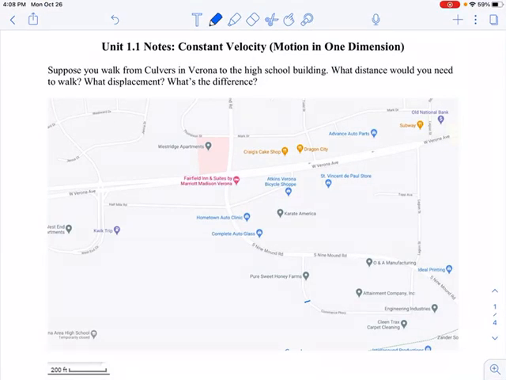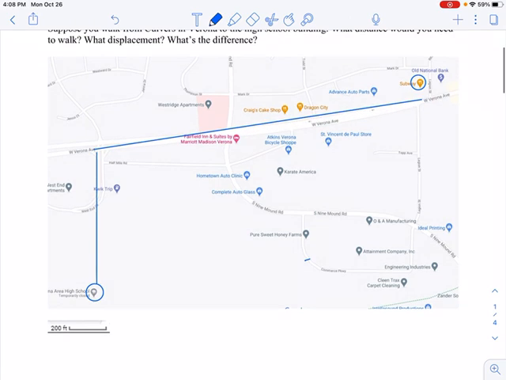Unit 1.1, constant velocity. Let's suppose that I am at Verona Area High School in its new location, and I'd like to walk to Subway. To do this, I'd first have to walk north to Verona Avenue, and then I'd walk almost due east to get to Subway. Now, in this scenario, I've got what I'm going to call an origin or a starting point, or a place that I'm going to use as my definition of the center of the universe. I don't know if Verona Area High School is actually the center of the universe, but I'm going to call it that for the purposes of this.